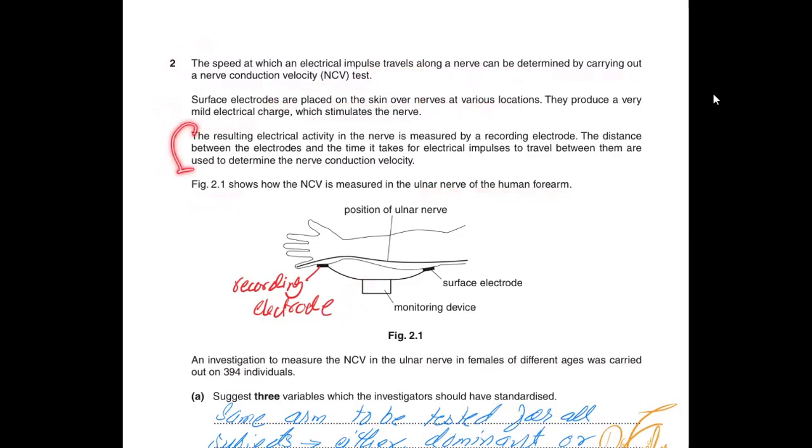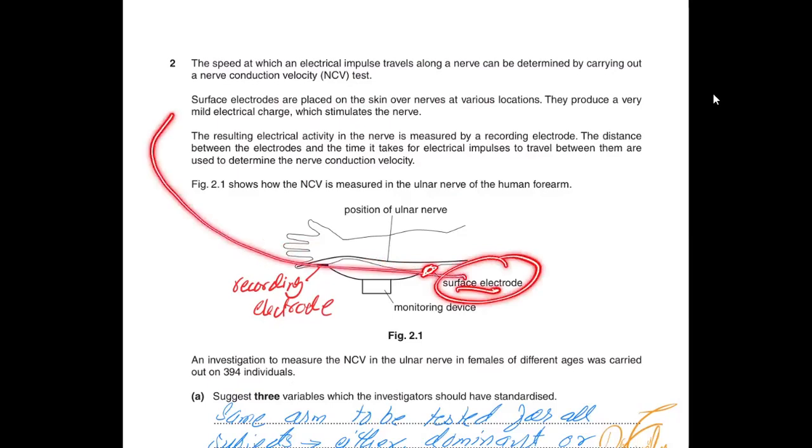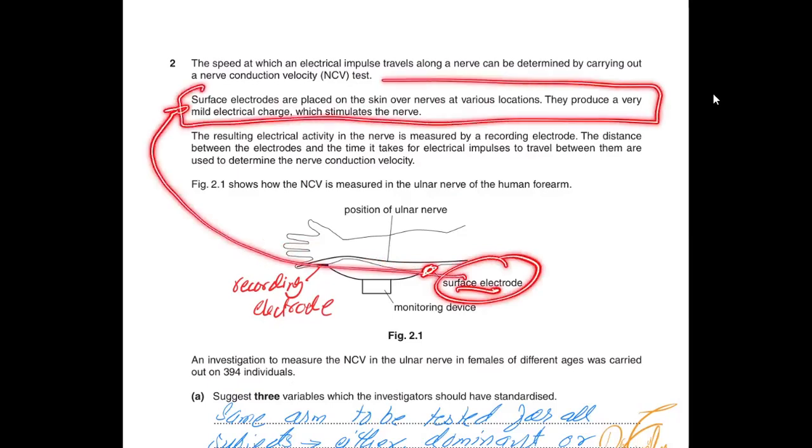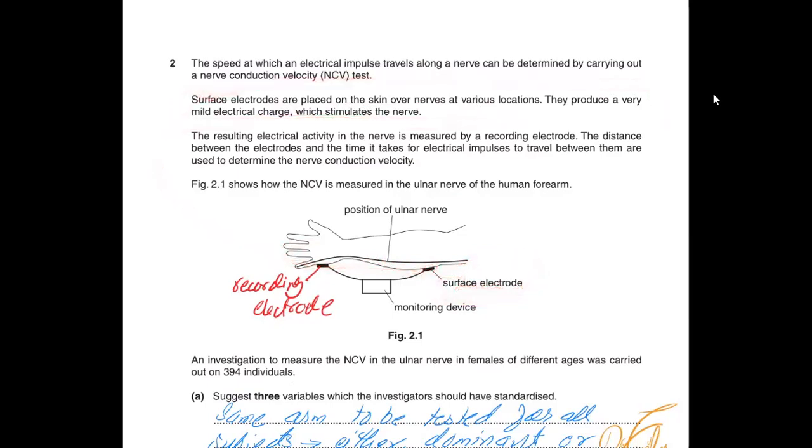I will skip this part for now. So you can come to the diagram. This is the human hand shown, and this is the forearm. And you can see that this thing labeled is a surface electrode. What is a surface electrode? They already have told you what the surface electrode is. It will produce a tiny current, tiny charge, and it stimulates the nerve. And furthermore, it says the resulting electrical activity in the nerve is measured by a recording electrode. So the other electrode here should be the recording electrode.